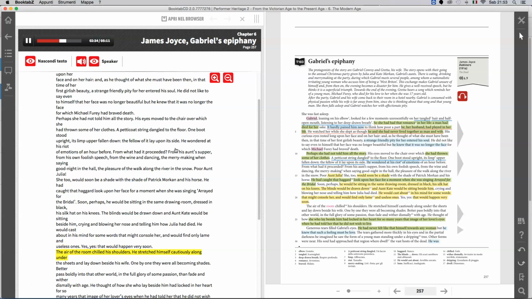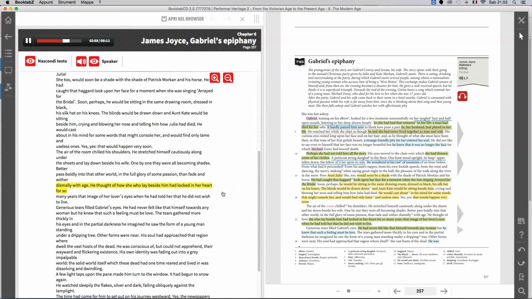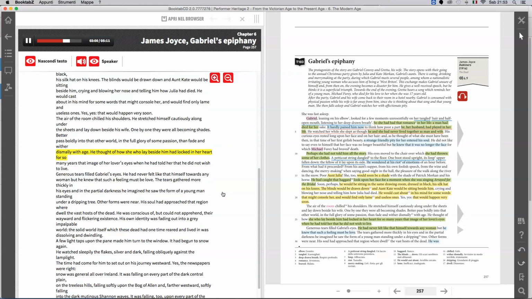The air of the room chilled his shoulders. He stretched himself cautiously along under the sheets and lay down beside his wife. One by one, they were all becoming shades. Better pass boldly into that other world, in the full glory of some passion, than fade and wither dismally with age. He thought of how she who lay beside him had locked in her heart for so many years that image of her lover's eyes when he had told her that he did not wish to live.